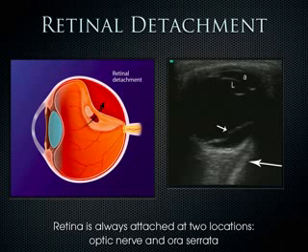There's no trauma, there's no swelling of the eyelids. In any of those situations, it seems to be easier, at least for me, to have the patient just close their eye altogether and put gel on it, and then look with ultrasound. You can see the retina is detached off the back of the choroid of the eye. The retina is always attached at two locations though: the optic nerve and the ora serrata.